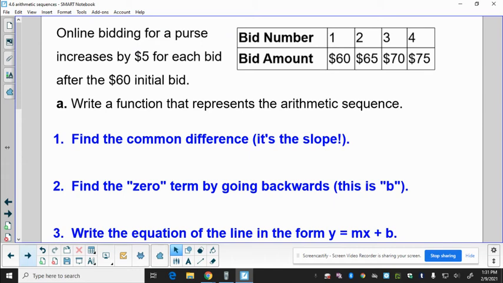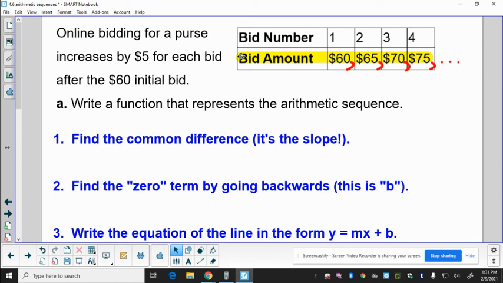Well, what about this? This is kind of like a little story problem, but I think it's essentially the same thing. Online bidding for a purse. Hey, this is like an eBay account or something like that. It increases by $5 every bid after the first bid that was $60. Okay, so I can see all of that is denoted right here. There's the sequence, everybody. You can put little commas in here if you want. See that? That's the sequence of numbers. Above it, the bid number just tells you which term you're talking about.